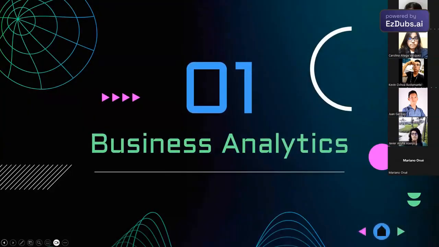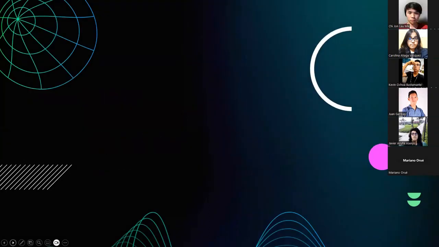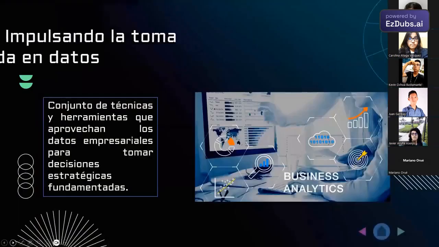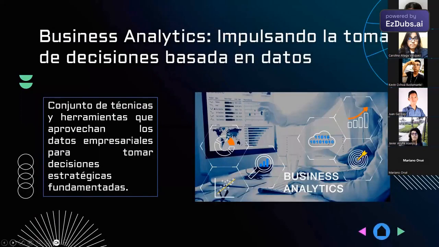Speaking of business analytics: business analytics focuses on identifying data in order to identify significant patterns, trends and relationships in the business environment. The main objective of business analytics is to improve decision-making and optimize processes. And most importantly, it can identify opportunities and drive decision-making within an organization.